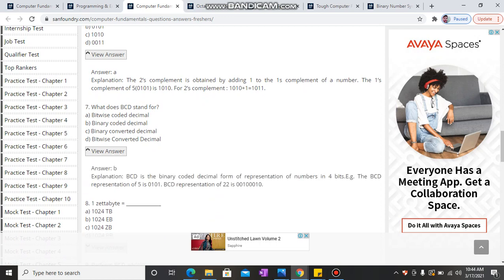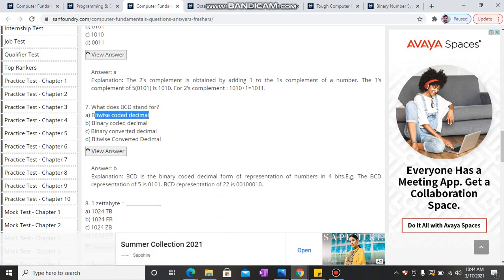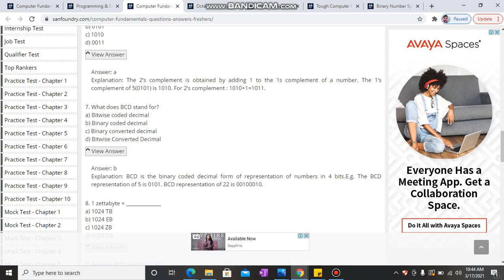BCD stands for, very interesting, binary coded decimal. How can we say that? That is B, binary coded decimal. Binary coded decimal is a form of representation of numbers. We use 4 bits, and the BCD representation of 5 is equal to 0101.